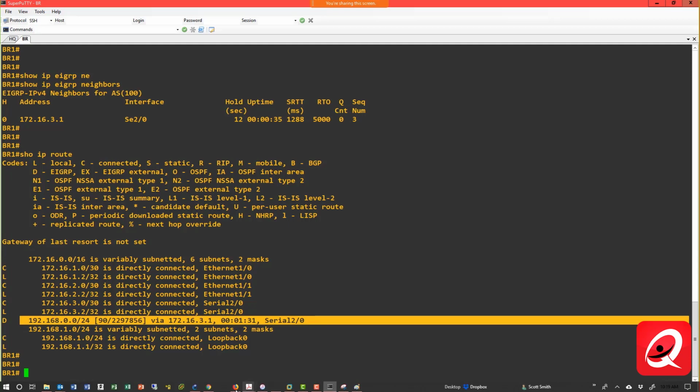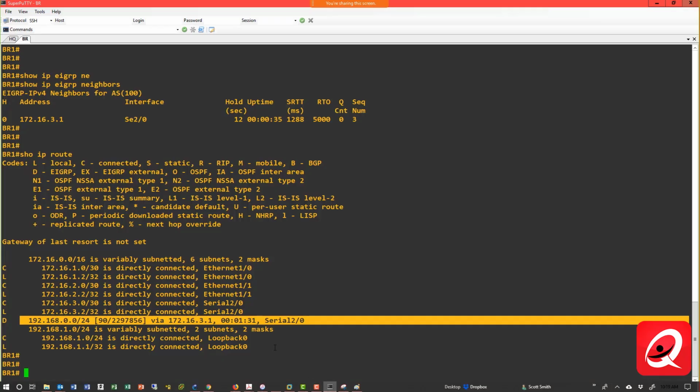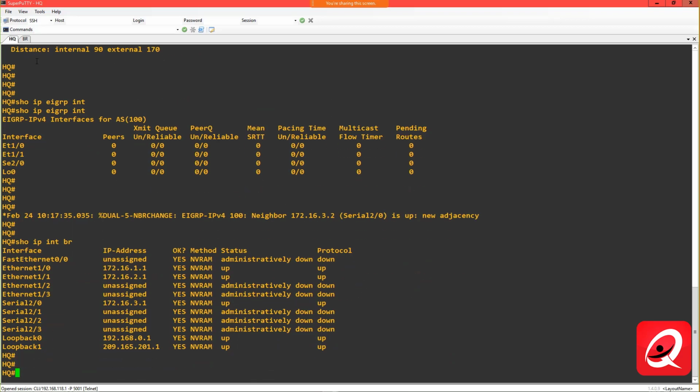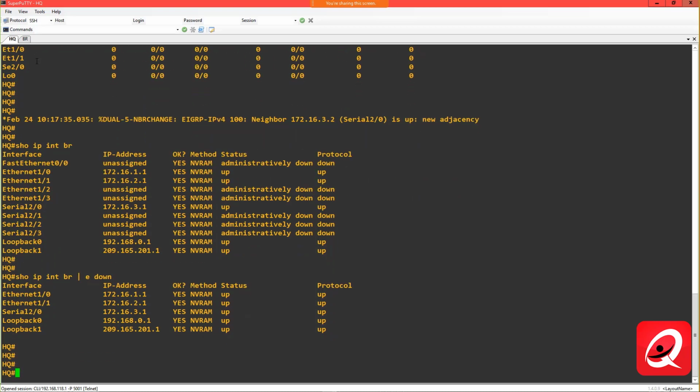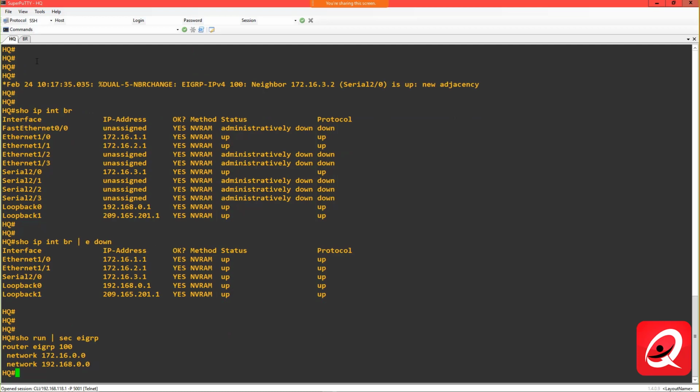192.168.0.0. That's interesting. Seems like I'm missing the 209. Let me go to the HQ router and see if 209 is even part of EIGRP. Show IP interface brief, exclude down. Okay. So 209 is loopback 1, show run pipe section EIGRP. And I'm guessing that the 209 network is not being advertised. That's okay. We could certainly advertise it, but really it doesn't matter in this particular case because the loopback 0 route is going to look pretty much the same as the loopback 1 route.